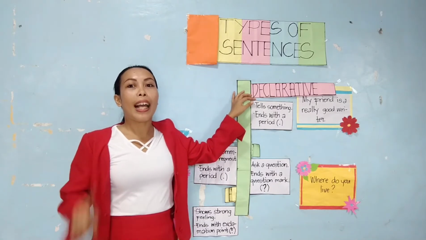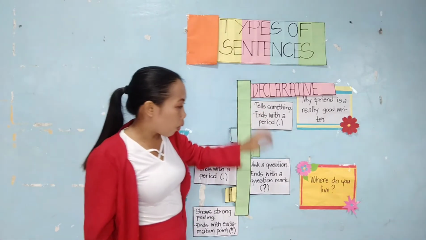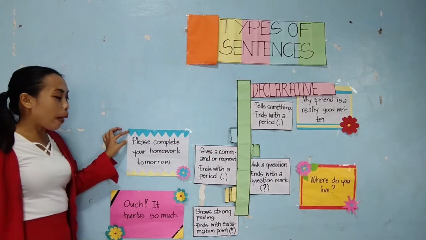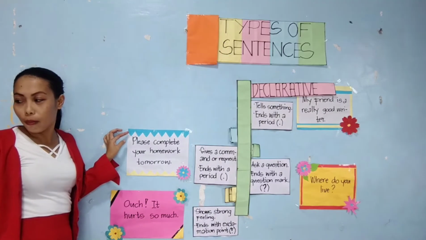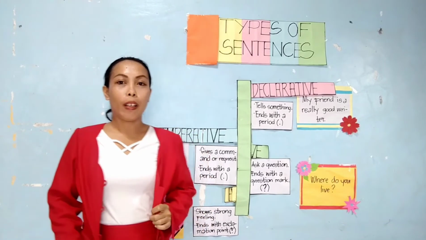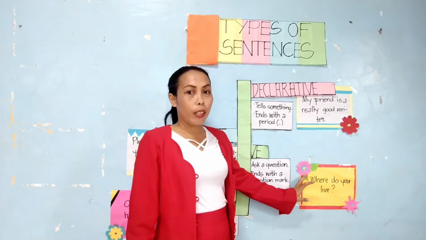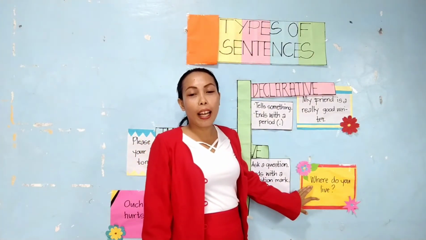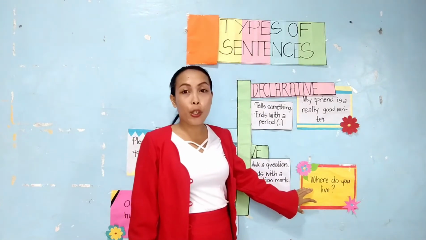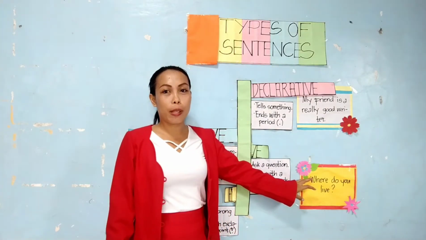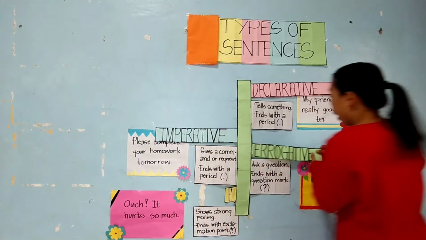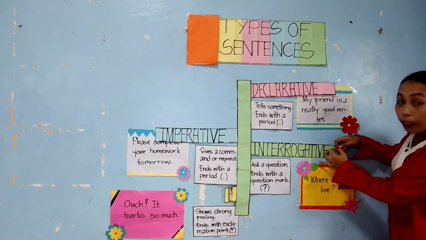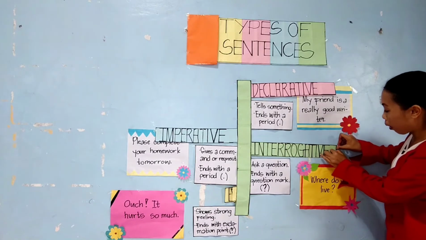Okay. I have here another example. Please complete your homework tomorrow. I have here another example. Where do you live? Since this sentence ends with a question mark, it is an interrogative sentence. Why? Because an interrogative sentence is a sentence that asks a question and ends with a question mark.